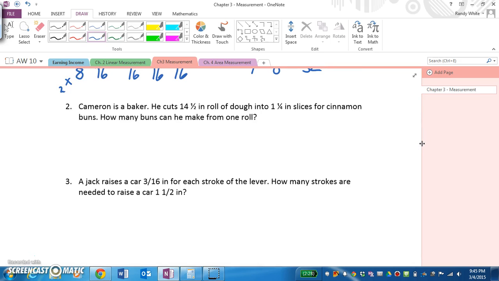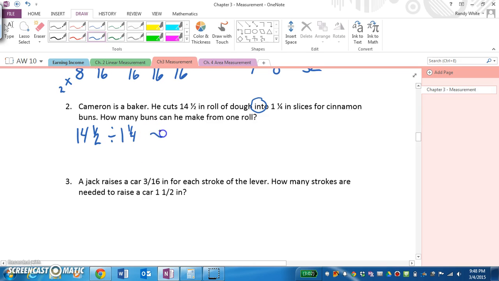Alright. Cameron's a baker and he cuts 14.5 rolls of dough into 1 1/4 slices for cinnamon buns. How many buns can he make from one roll? So as soon as you see the word into, you know you're going to be dividing, right? So we're going to take 14.5, and we're going to divide that by 1 1/4.